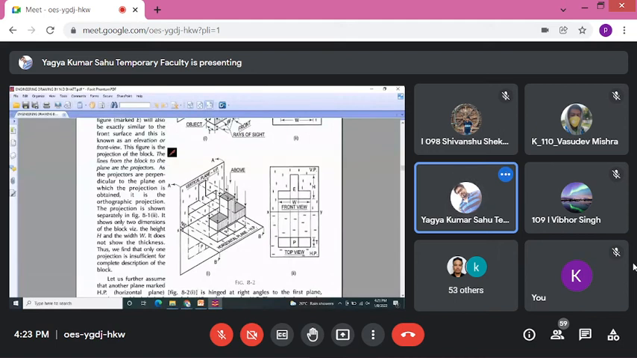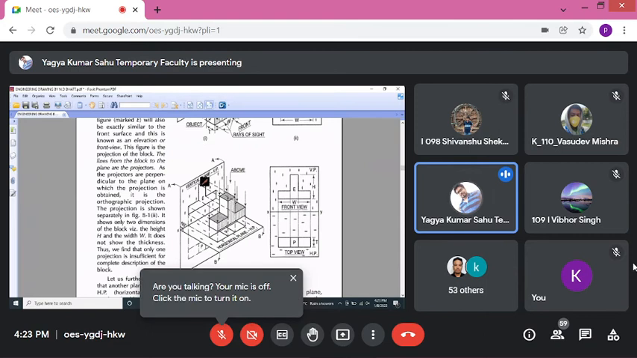So there are basically two principal planes, horizontal and vertical plane. You can see in this particular image, if you draw a line perpendicular to the vertical principal plane, you'll get this one. What is this? This one is the front view of this particular T shape.